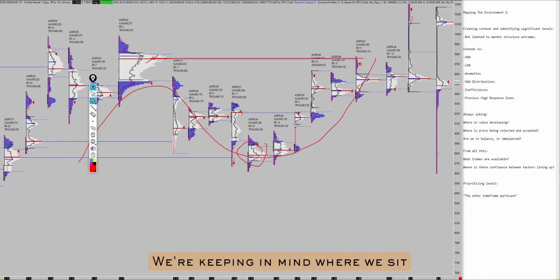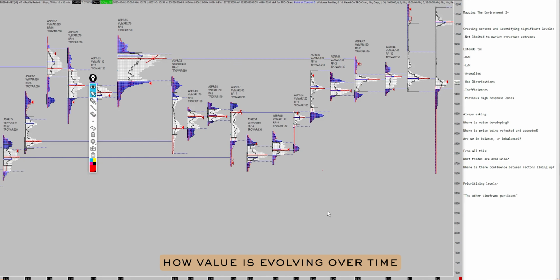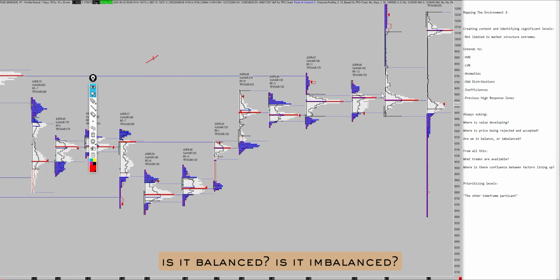So this is all we're doing. We're keeping in mind where we sit within current market structure. We're looking at how the day type is forming, how value is evolving over time, how it is shifting. Is it balanced? Is it imbalanced? Are we moving upward? Are we closing higher or lower relative to value? And then where are our important levels within structure?